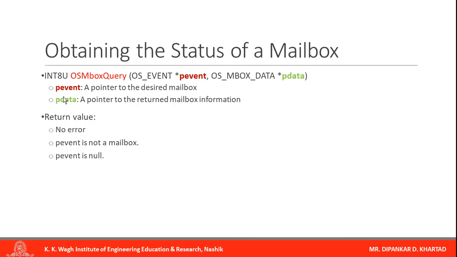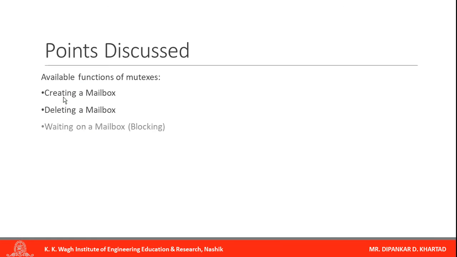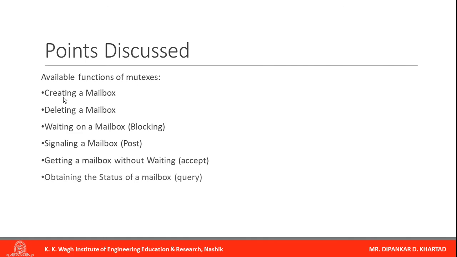So simply there are 6 services provided by the mailbox. Up till now we have discussed various functions of the mailbox. First one is creation of the mailbox, deletion of the mailbox, that is OS mbox delete, then pending on the mailbox, OS mbox pend, signaling of the mailbox, OS mbox post, getting a message without waiting, that is OS mbox accept, and obtaining the status of the mailbox, that is OS mbox query.